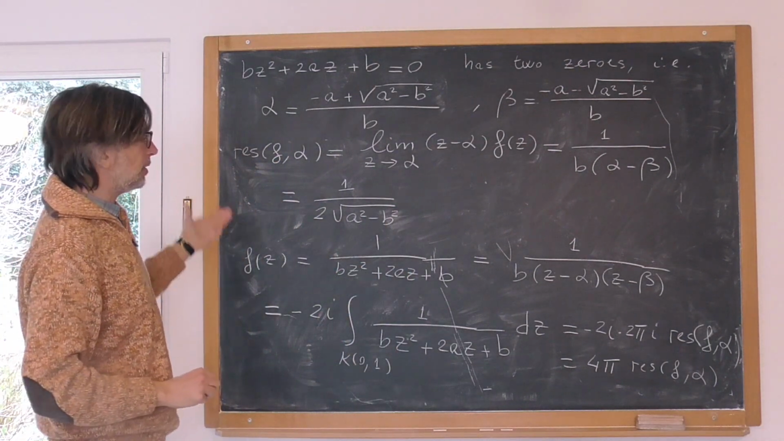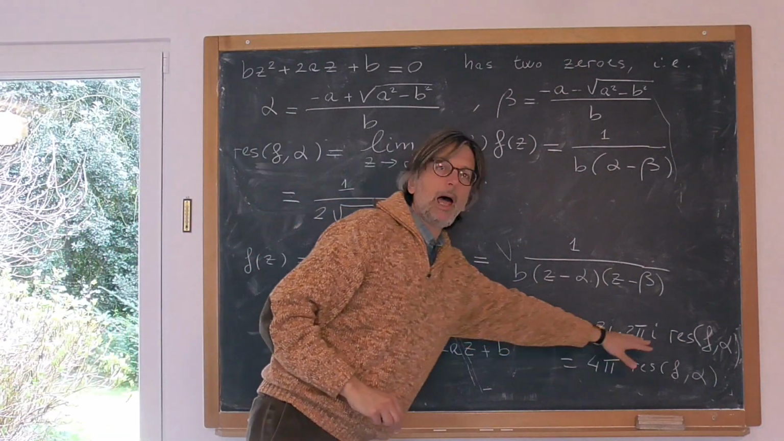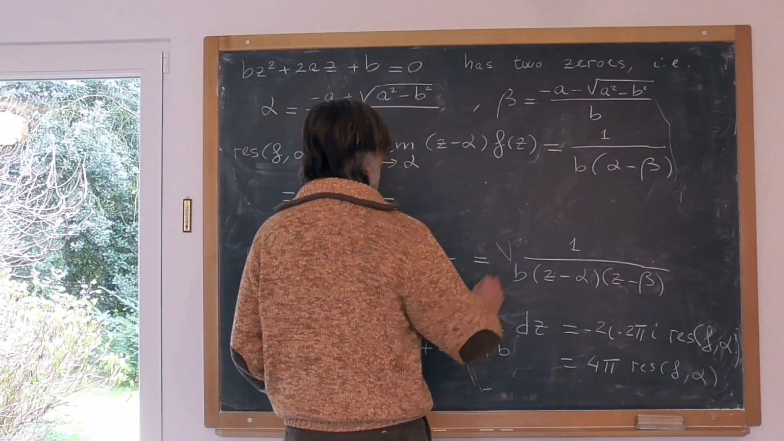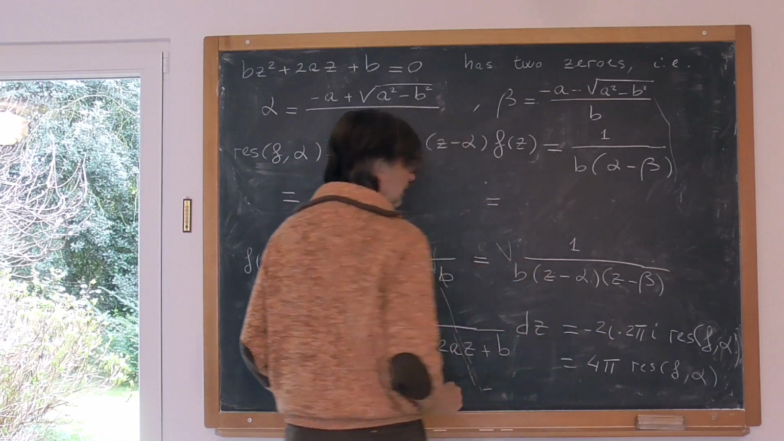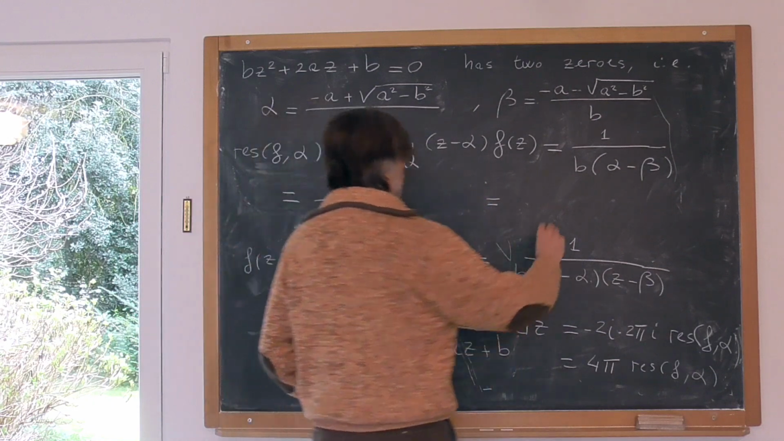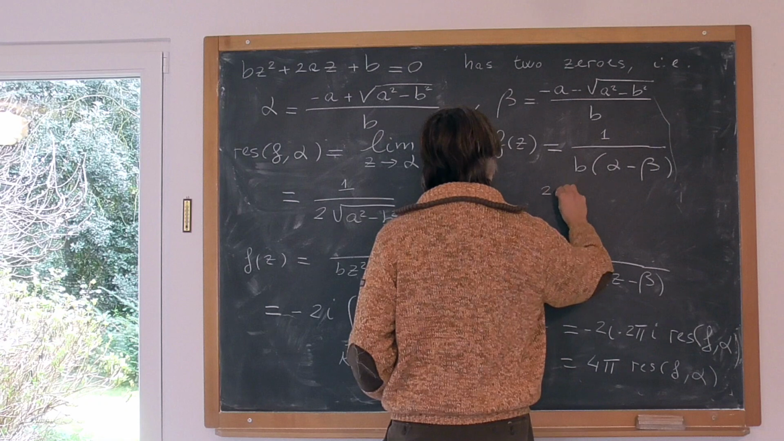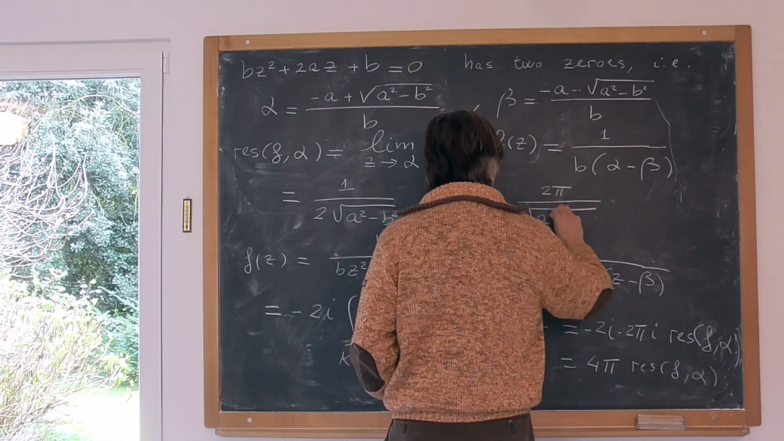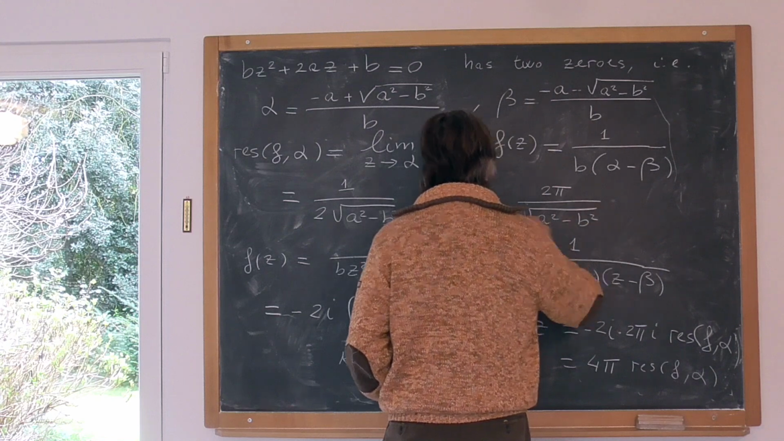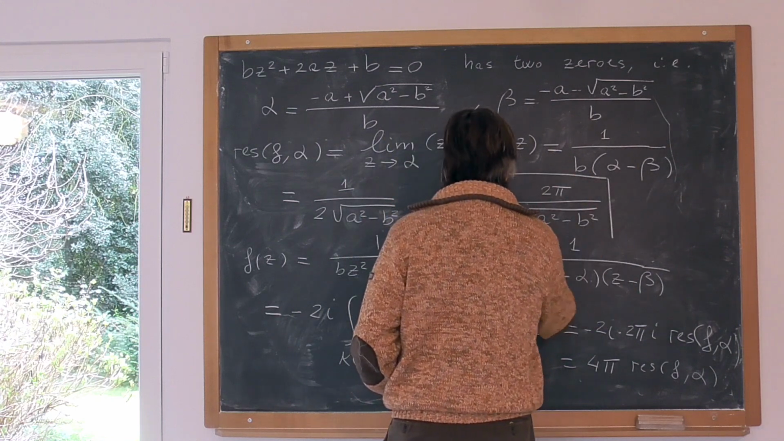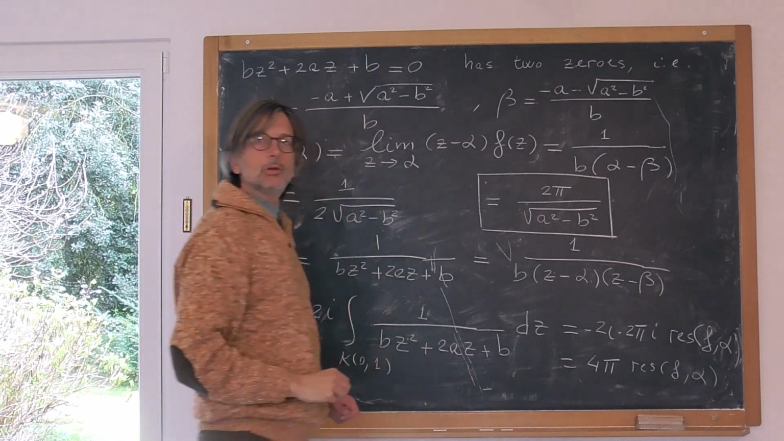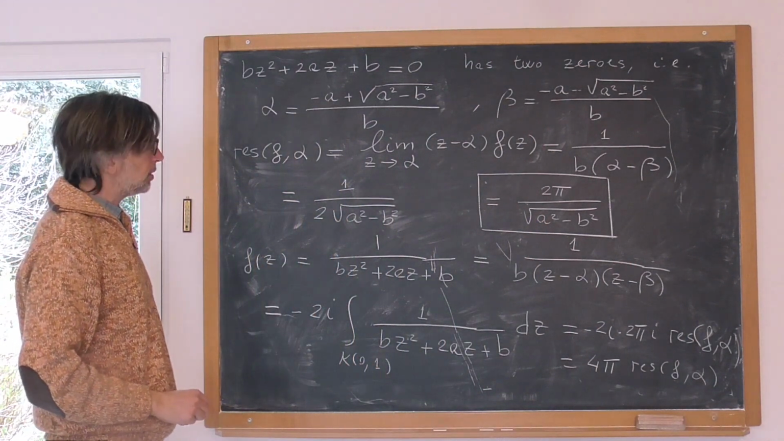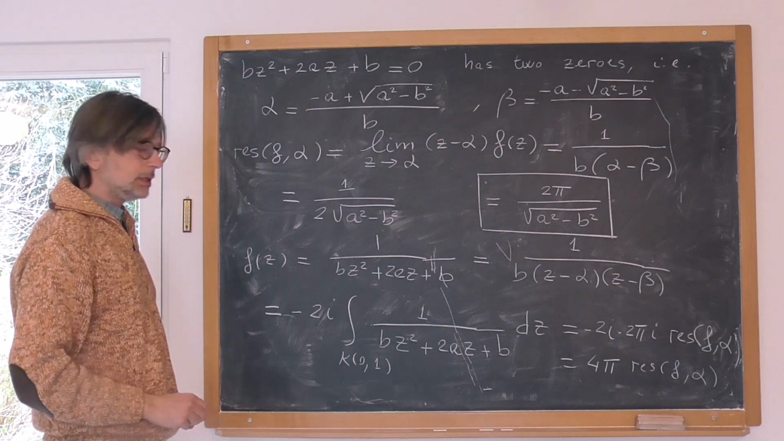So this is the value of the residue, and we just plug it in here, and we conclude that the value of our integral is 2π divided by the square root of a squared minus b squared. Okay, so this is the value of the integral we were interested in.